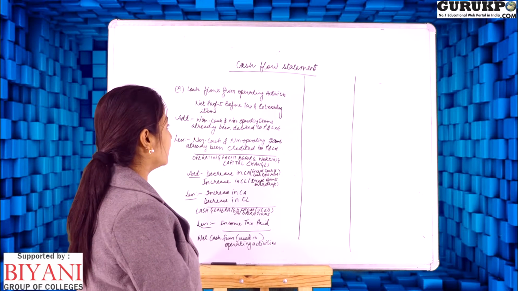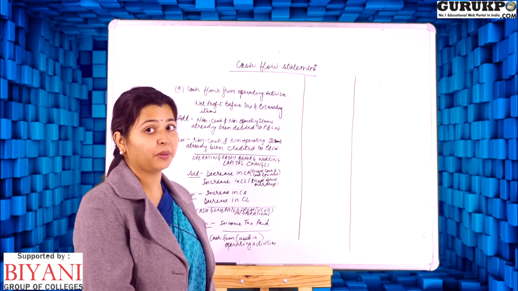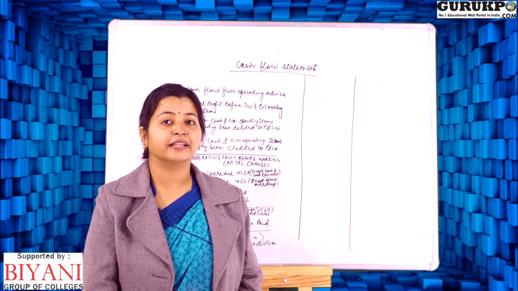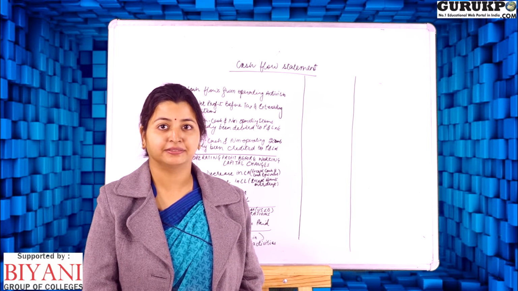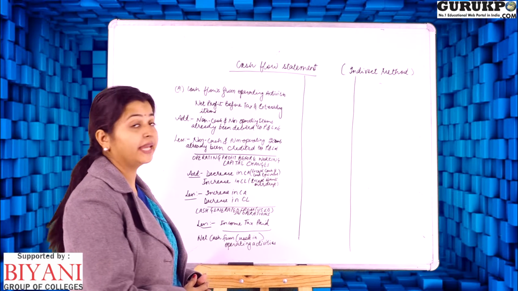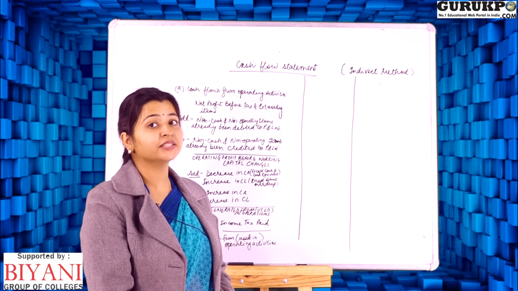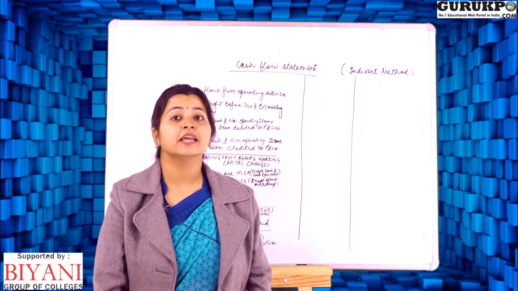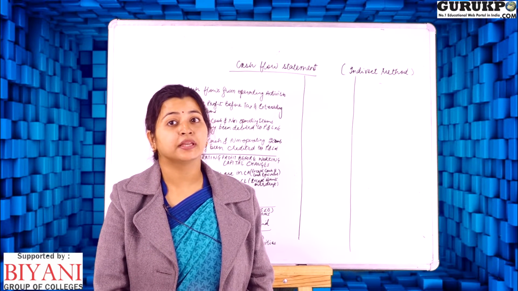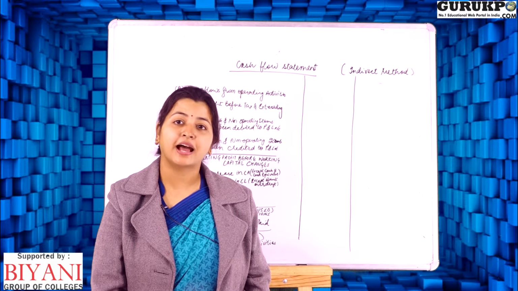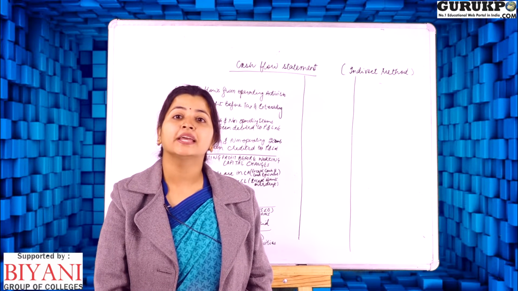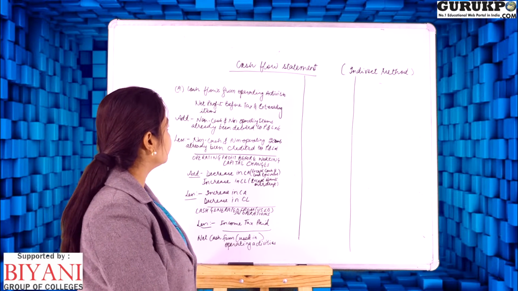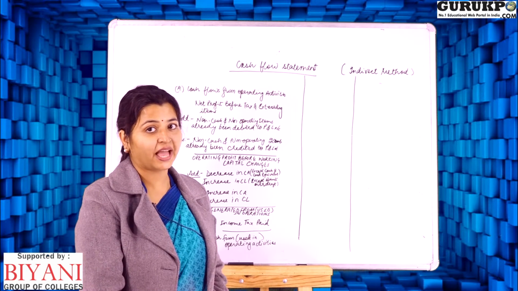Now, there are two methods of preparing a cash flow statement. The first one is the indirect method and the second one is the direct method. So, the cash flow statement by the indirect method comprises three categories: cash flow from operating activities, cash flow from investing activities, and the last one is cash flow from financing activities. So, let's start with the cash flows from operating activities.